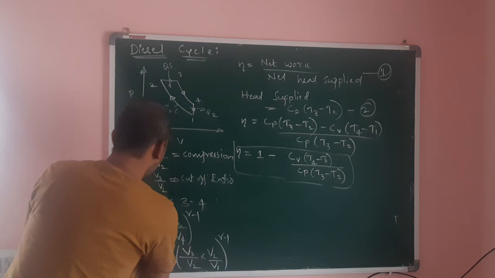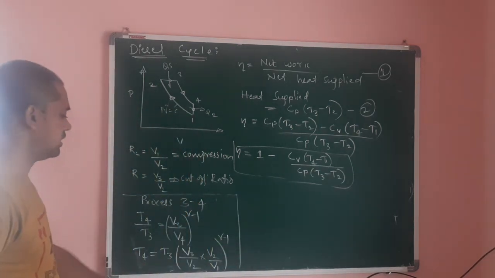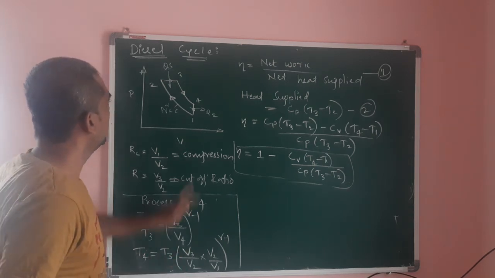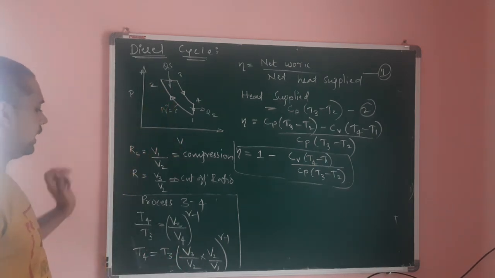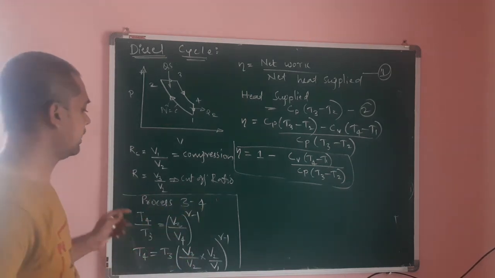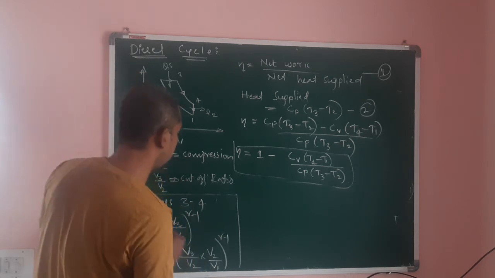Now I will still simplify here. We want this in terms of r and rc. P3 by P2 is equal to r. P2 by P1 is 1 divided by rc.